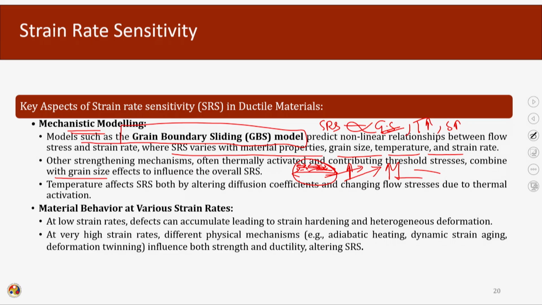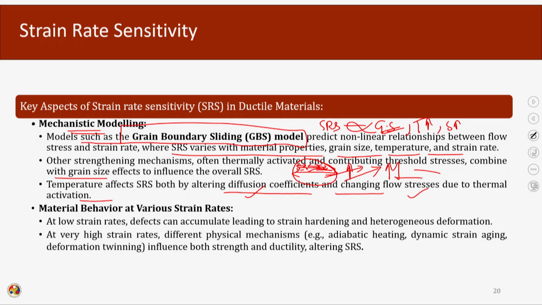The other aspect is the temperature. The temperature affects the strain rate sensitivity both by altering diffusion coefficients and changing flow stresses due to thermal activation. So, during higher temperatures, the strain rate effects are also enhanced more, due to the diffusion occurring and due to the flow stresses occurring.